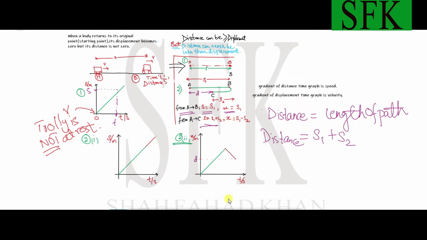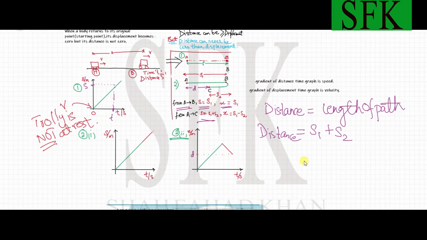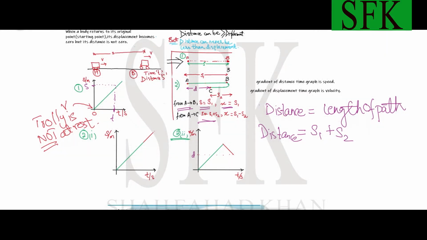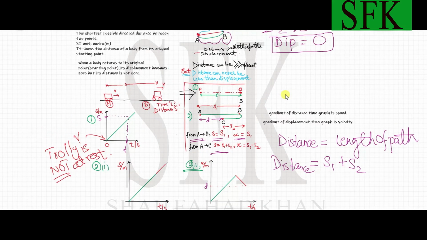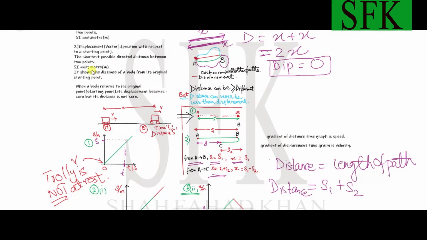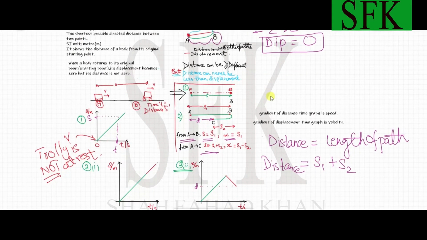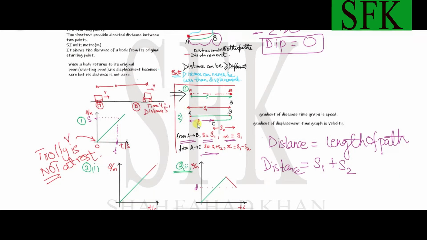Okay. Now the tricky part comes here, how to calculate the displacement. So basically it's not that tricky, it's just simple. Let's look at the definition of displacement. It represents the position of that particle from its starting point, position with respect to a starting point. The starting point in this case was A. At point C, we have to find the distance from A to C. The particle is at C now.